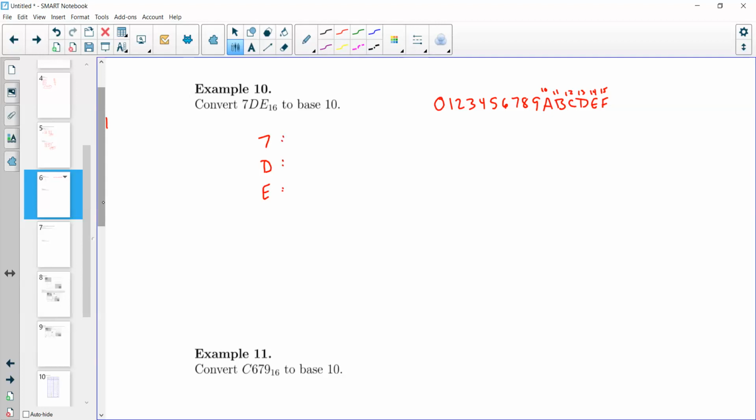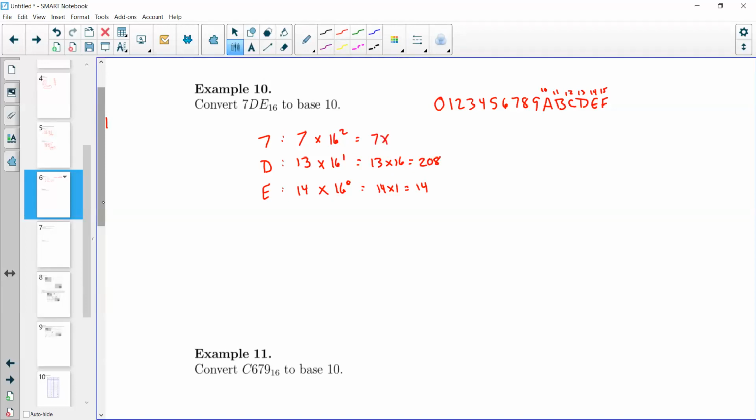Well, I might want to translate this to numbers I like. So 7 and D is 13 and E is 14. This is times 16 to the 0, 16 to the first, 16 to the second. Now this is 14 times 1, which is really easy. This is 13 times 16. This is what, 208?